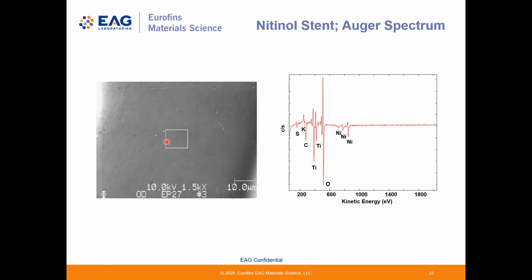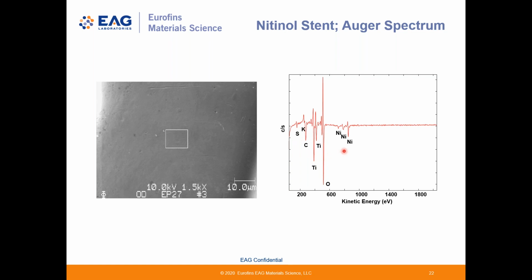We can start off this analysis with a surface survey from an area that we can draw on our SEM image. In this case, it's about a 10 micron square area. This spectrum revealed the presence of titanium, nickel, oxygen, and carbon. All are pretty much expected with small amounts of sulfur and phosphorus. Sorry, potassium.